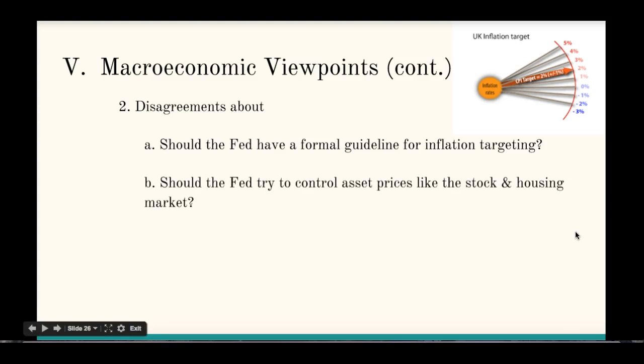The other part is that should the Fed try to control asset prices like the stock market and housing market? This is a big deal, especially more recently with the 2008 crash. There were a lot of people that saw this coming, and they saw that there's this huge housing market bubble, and houses were way overinflated. Some people said the Fed should have done something about it. Should they actually control asset prices or things like stock prices when stocks get way out of control? In the late 90s, the stock market was booming, and then all of a sudden we had this kind of crash. Should they control that?